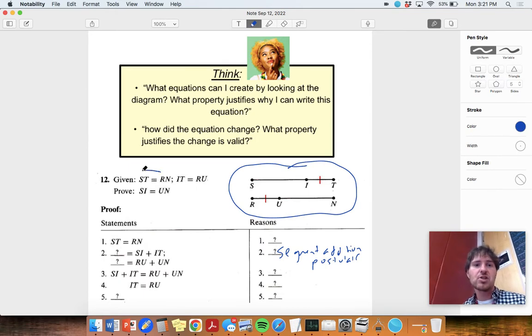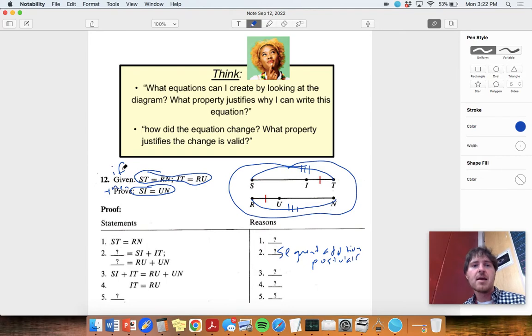I can also get started on a proof by my givens, right? My given premises here. If ST equals RN and IT equals RU, and they mark IT and RU here, I want to prove that SI has to equal UN. And it will be, because logically ST, they don't mark this up, but ST is 1, 2, 3 tick marks, and RN could be 1, 2, 3 tick marks. I want to prove that UN. If this is true, then SI has got to equal UN.